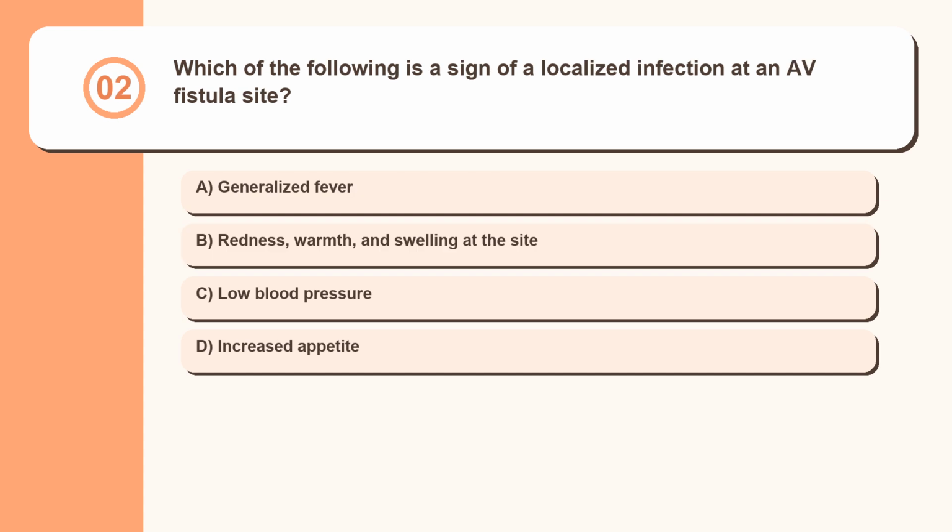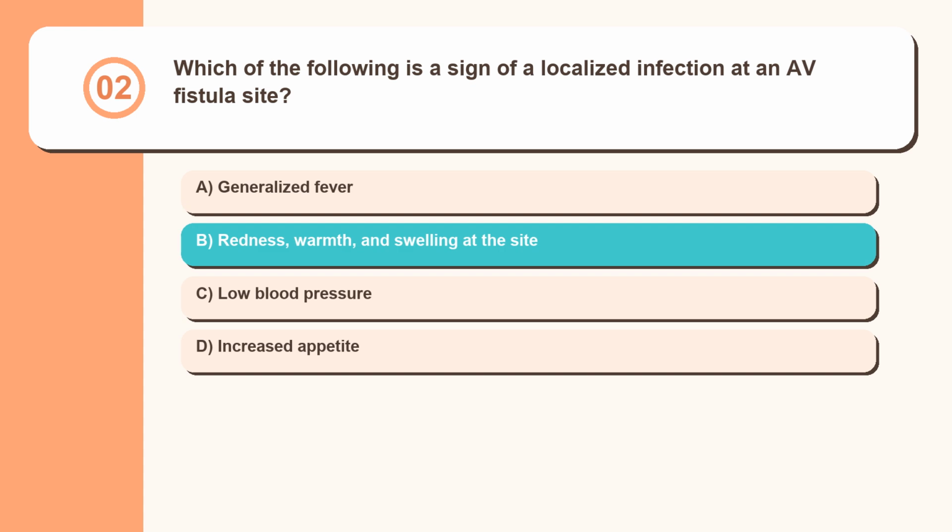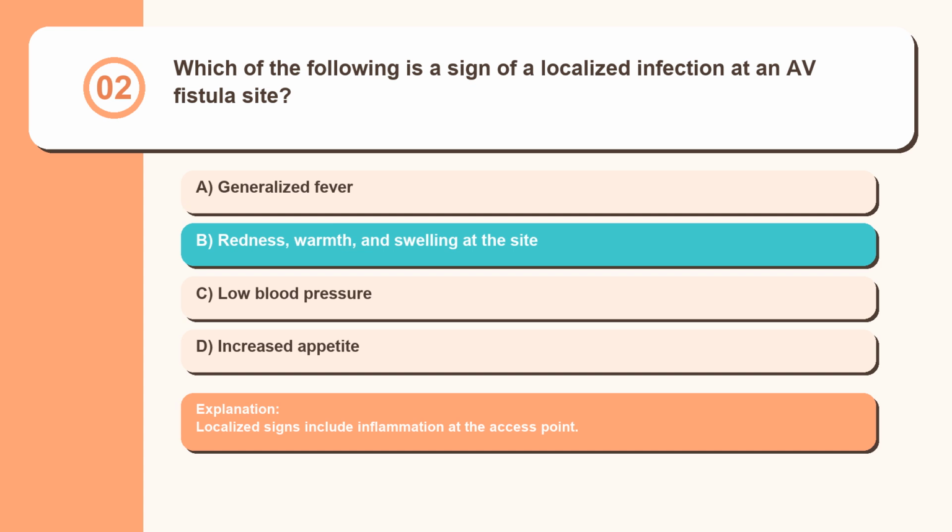Question 2. Which of the following is a sign of a localized infection at an AV fistula site? Generalized fever, redness, warmth, and swelling at the site, low blood pressure, increased appetite. Localized signs include inflammation at the access point.